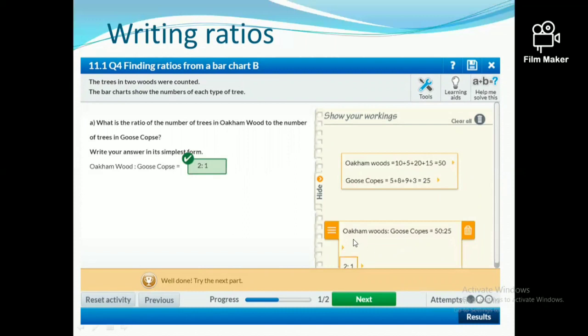So the ratio of oak woods to root crops would be 50 to 25. 50 and 25 are both divisible by how much, children? Both are divisible by 25. So 50 divided by 25 is 2 and 25 divided by 25 is 1. So the ratio is how much, children? 2 to 1 would be the answer.